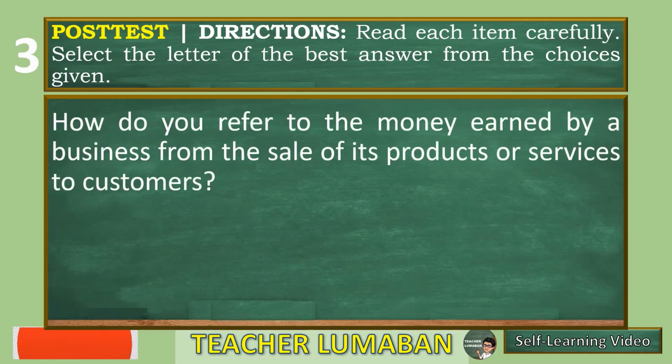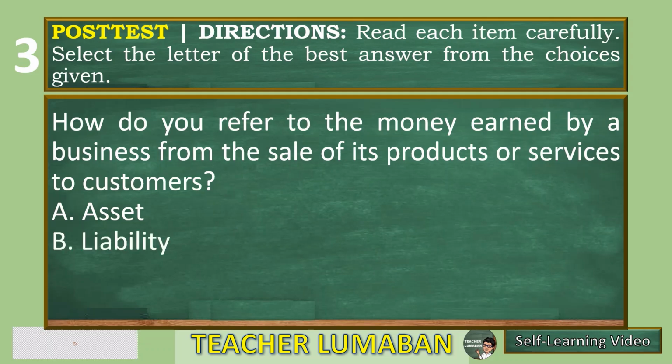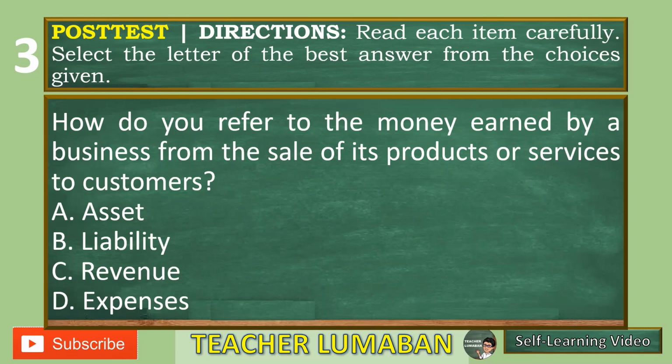How do you refer to the money earned by a business from the sale of its products or services to customers? A. Asset. B. Liability. C. Revenue. D. Expenses.